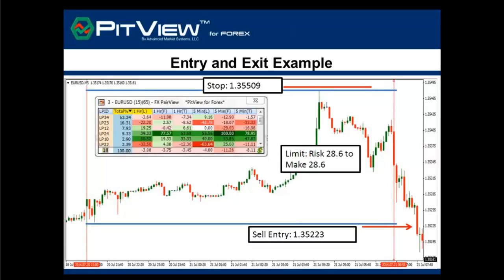So in this case, the way my limit would be measured out is I'm risking 28.6 to make 28.6 pips. That would be my limit. And everything is confirmed here. You can see PitView is confirming the entry. The limit is a 1-to-1 risk reward. We got our sell entry, we got our stop.